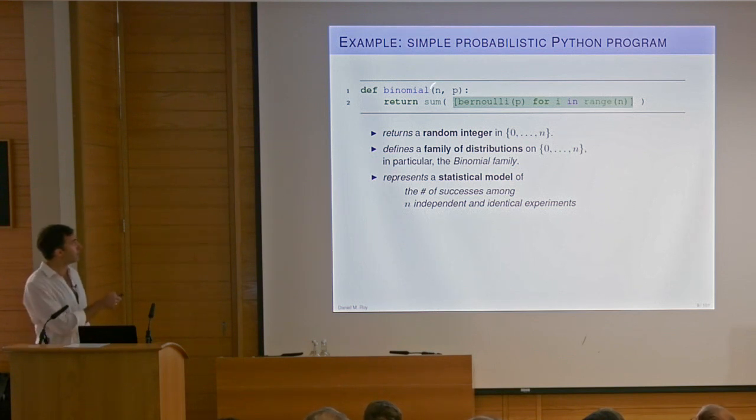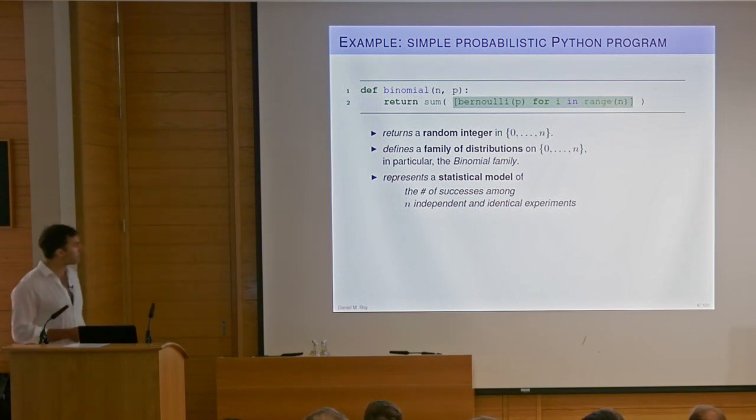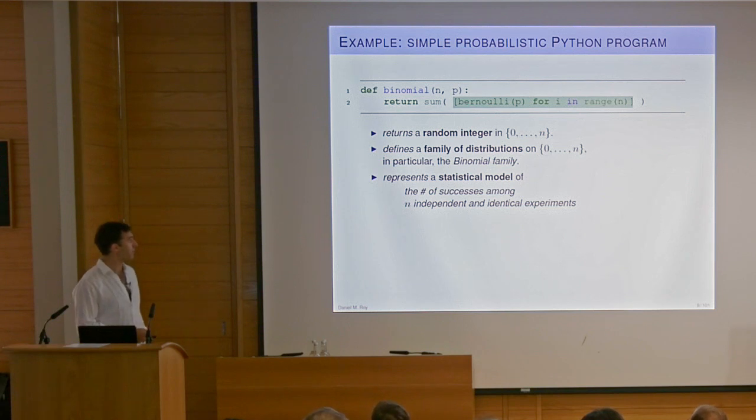But notice, I'm also passing in two parameters. So I'm really defining a family of distributions. In probability theory, this is often called a probability kernel or Markov kernel. So this would be a Markov kernel from naturals cross unit interval to distributions on naturals, I suppose. Or it's not naturals, integers. And this particular family is a binomial family.